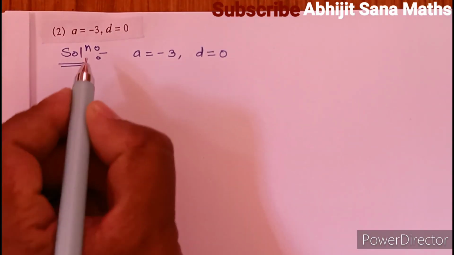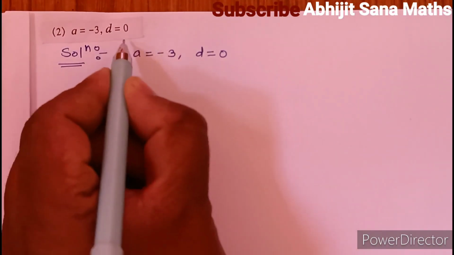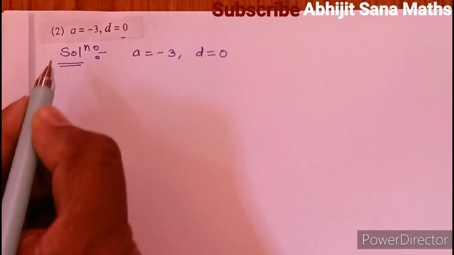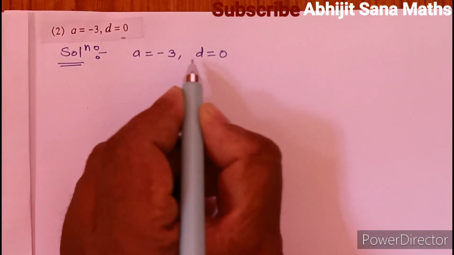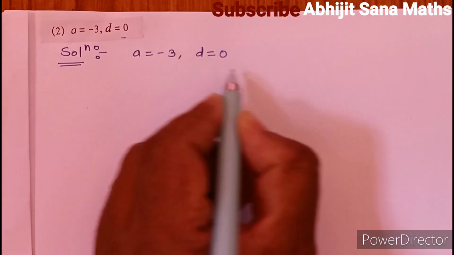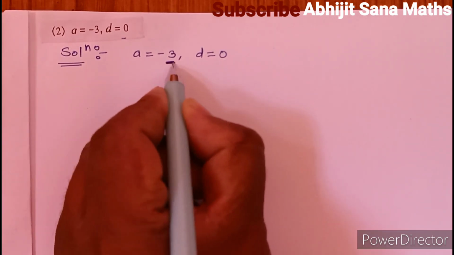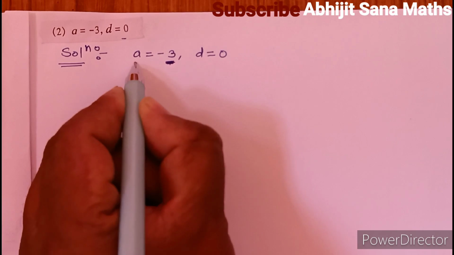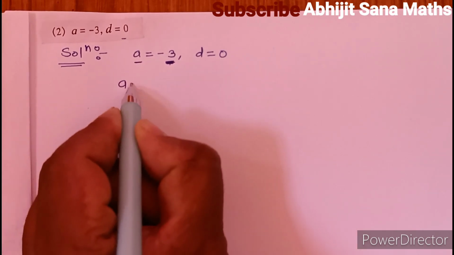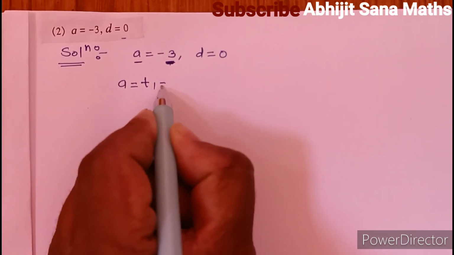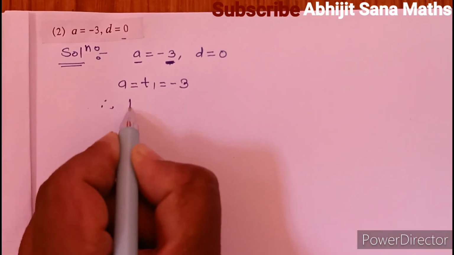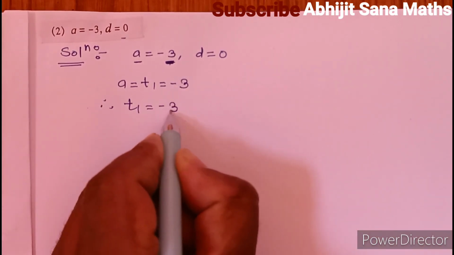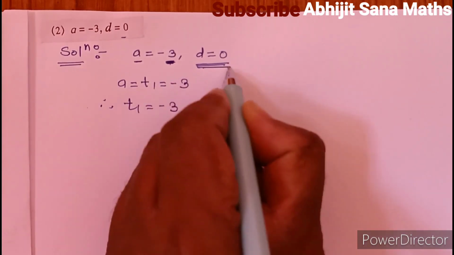Here the second question: the first term A equals minus 3 and the common difference D is 0. Write down in the solution part the question as it is, that is A equals minus 3 and D equals 0. We get the first term T1, which is exactly equal to A, therefore A equals T1 equals minus 3. Here the common difference D is 0.